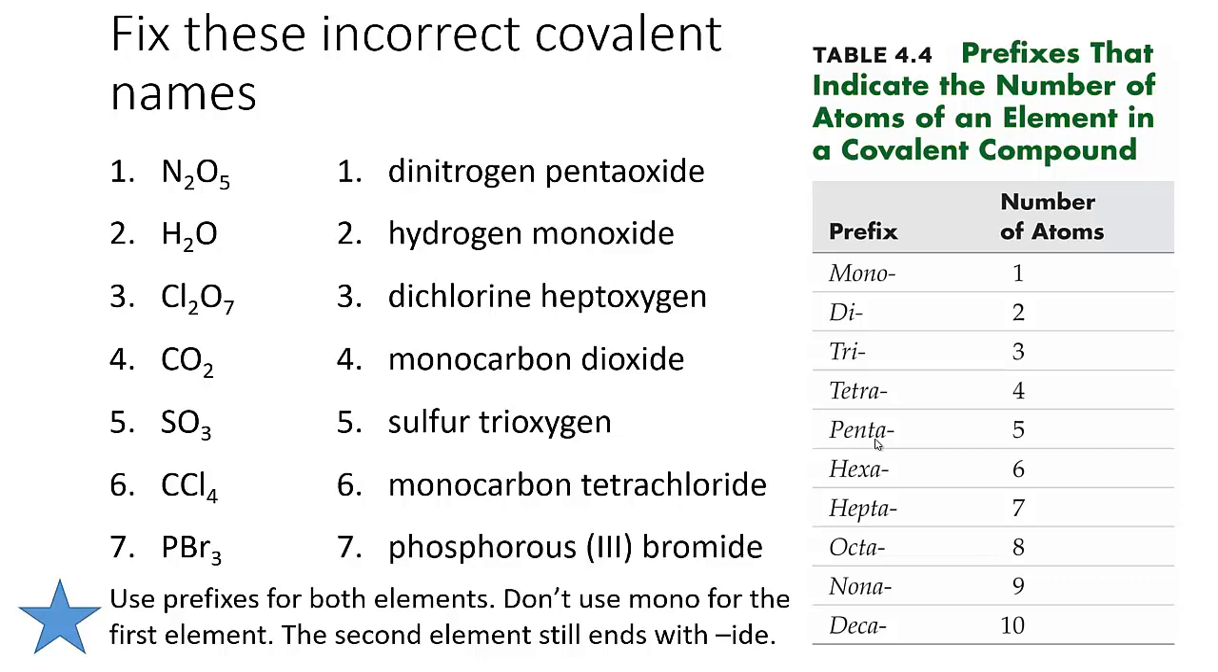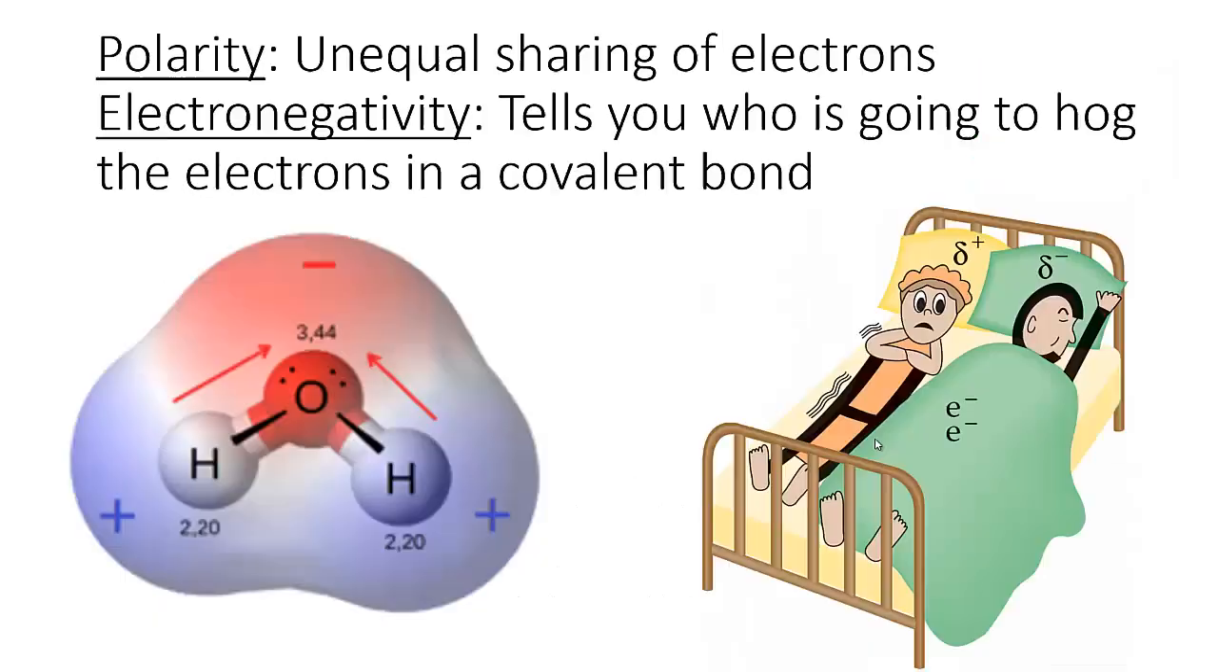And then this last one, phosphorus 3-bromide. Phosphorus can only have one ionic form, so it doesn't need the Roman numerals. It should just be phosphorus tribromide. Alright, hopefully you did very well on that.